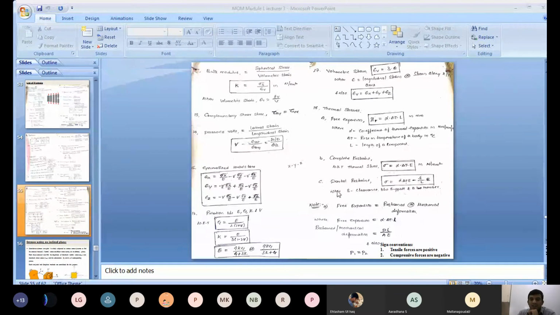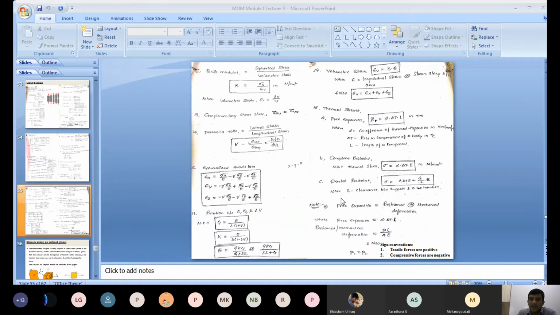Next, partially constrained: there is a gap between one support and the free end of the member. You should remember this formula. Free expansion due to rise in temperature is equal to restrained or mechanical deformation in the component. Simplify it, and finally you get sigma is equal to alpha into delta T into E minus delta by L into E.